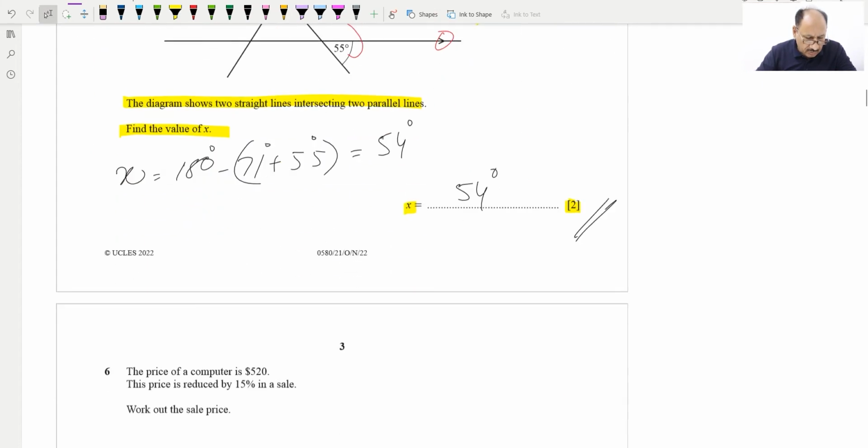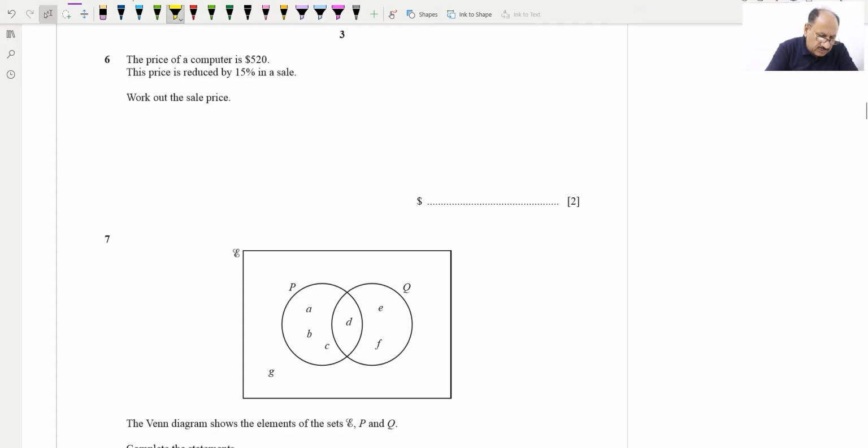Hopefully you understood this. Now this is question number 6, and question number 6 says: the price of a computer is $520 and the price is reduced by 15% in a sale.